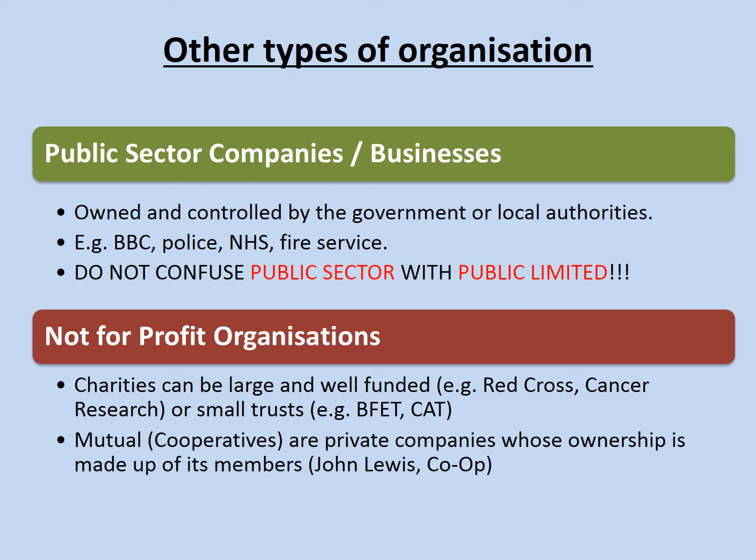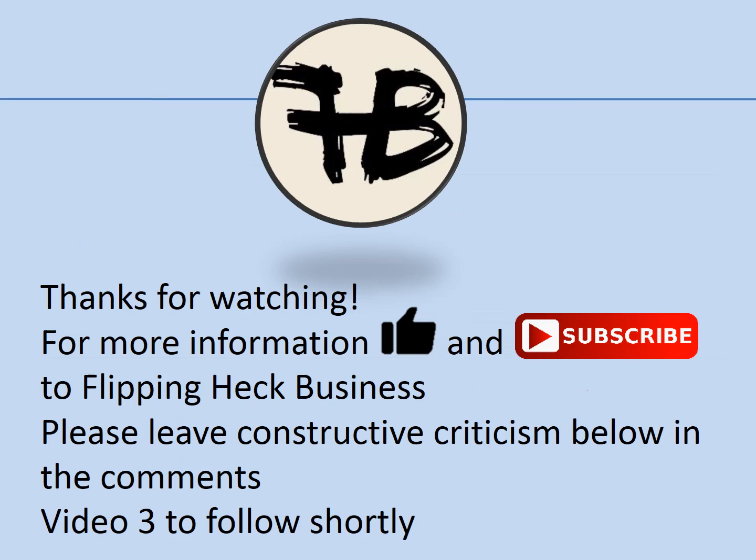And also we've got not-for-profit organizations. So charities can be large, well-funded, right? You know, Red Cross or Cancer Research, or they could be small trusts such as the Bright Futures Educational Trust or the Co-op Academy Trust. And of course, then we've got the mutuals as well, like the cooperatives. These are private companies whose ownership is based off members. So you can become a member of John Lewis or the Co-op, and then you will have some vote in it and some control over the direction of the company.